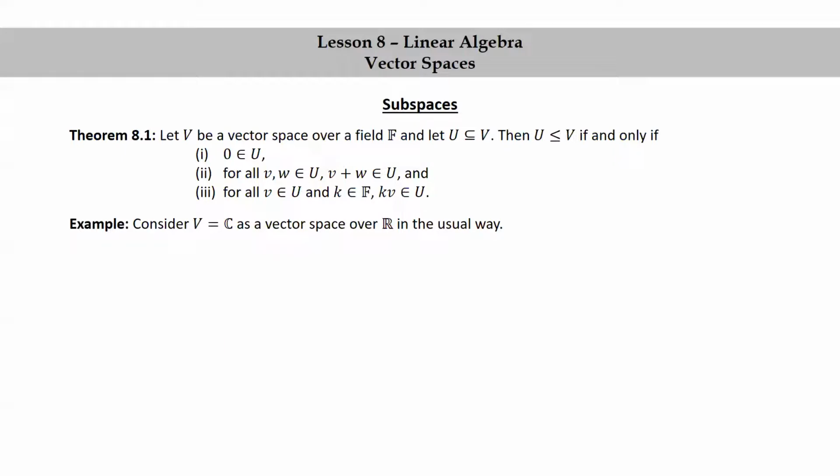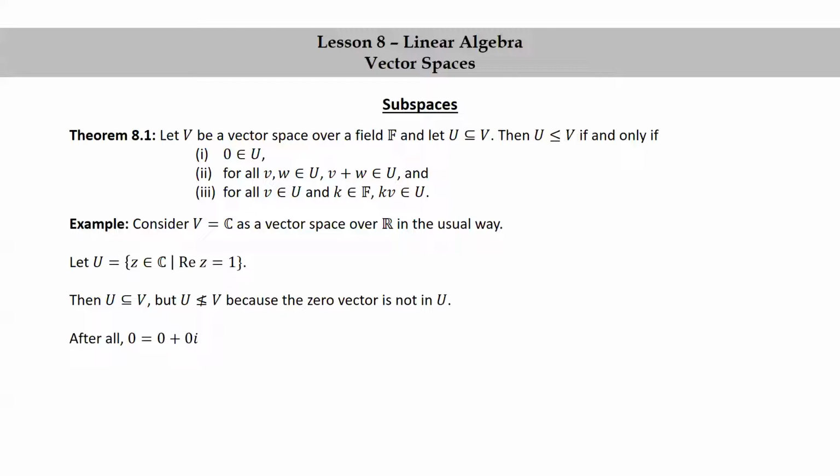Consider V equals C, the complex numbers, as a vector space over R in the usual way. Let U be the set of complex numbers z such that the real part of z is 1. Then U is a subset of V, but U is not a subspace of V because the zero vector is not in U. After all, 0 is equal to 0 plus 0i, and so the real part of 0 is 0, which is not equal to 1.